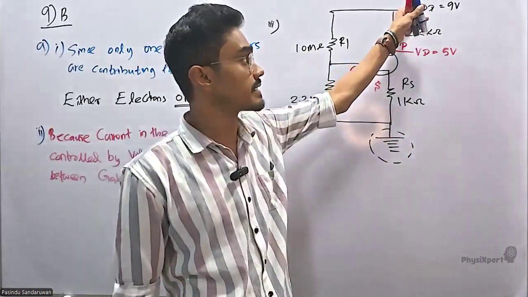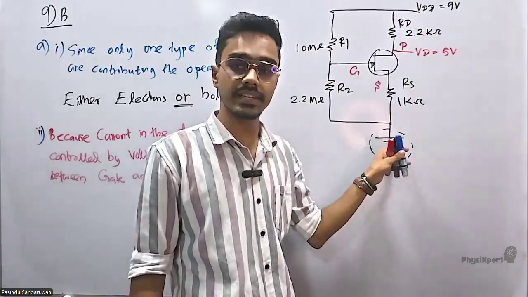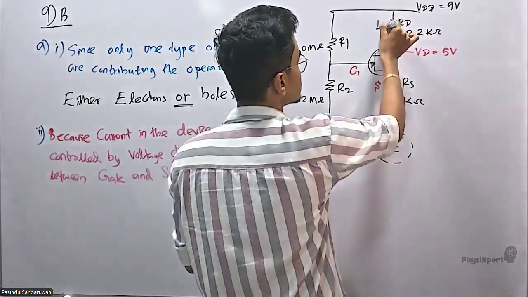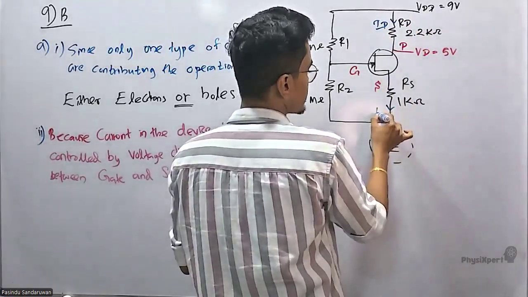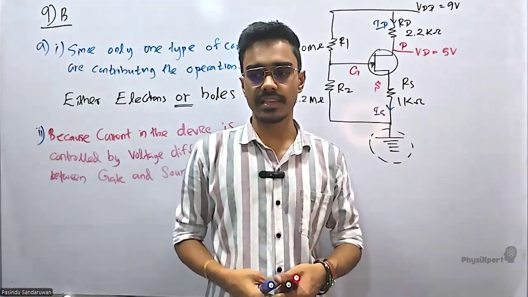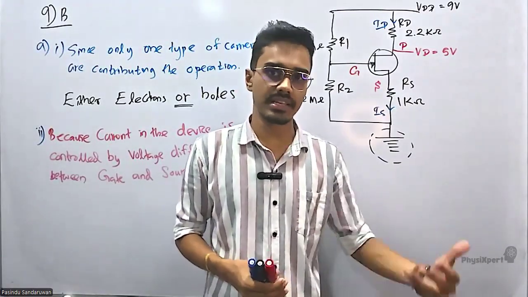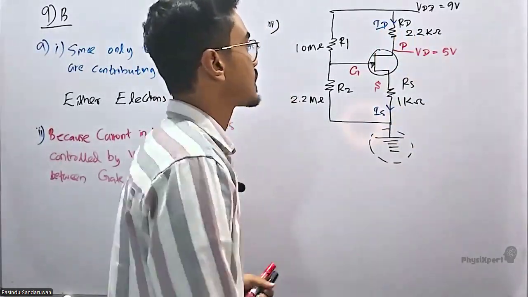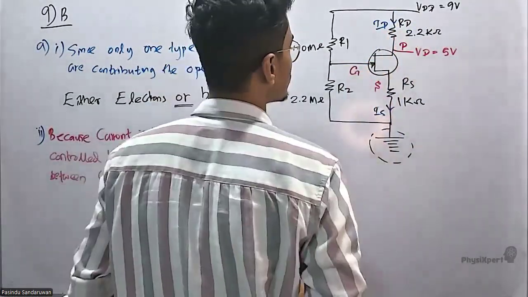High voltage is here, 9 volts, low voltage here. So current flows downwards, starting from here. This is ID and this is called IS. In unipolar transistors, always ID equals IS. First we need ID. So apply V equals IR for the 2.2 kilo ohm resistor.